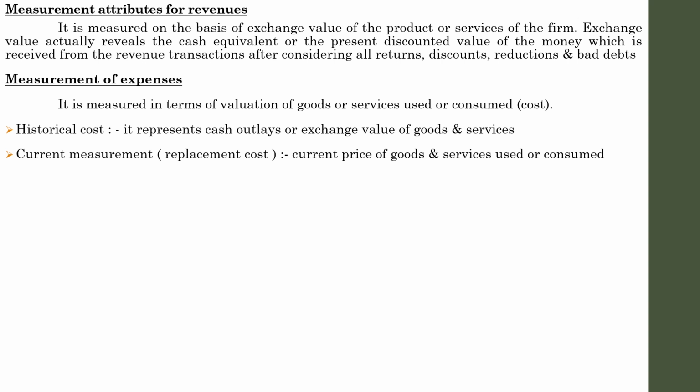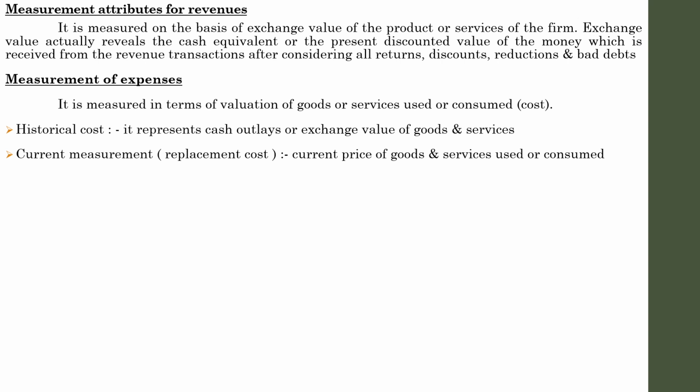If anyone is following the current measurement or replacement cost, in that case the revenue is generally measured in terms of the current price received against the product sold. So in that case, the expenses must match with the revenues and should also be measured in terms of the current price of goods or services used or consumed. Actually, the current measurement or replacement cost is the current, existing price of goods and services used or consumed. That is the meaning of current measurement or current cost or replacement cost.